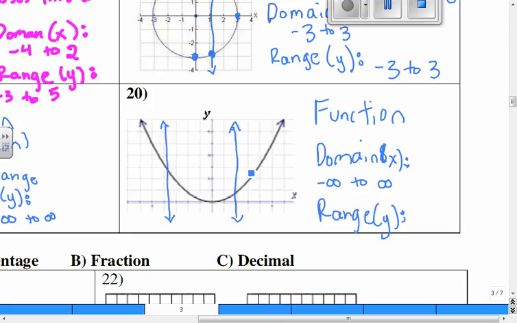Is there anything stopping my y values from getting smaller? Yes. Y cannot go below 0. But there's nothing stopping my y's from growing larger. So y can go all the way to infinity. So my domain is negative infinity to infinity, and my range is 0 to infinity.